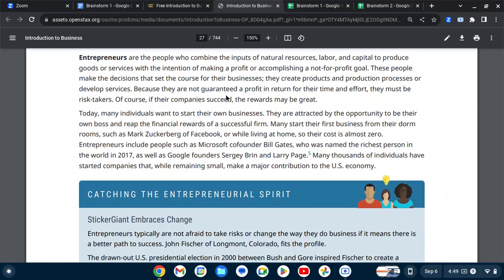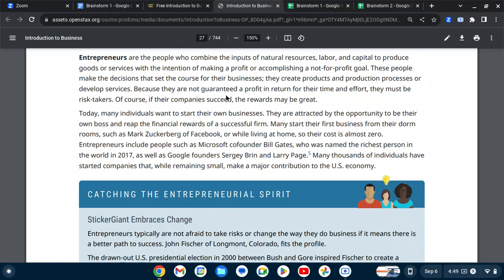Entrepreneurs are the people who combine the inputs of natural resources, labor, and capital to produce goods and services with the intention of making a profit or accomplishing a not-for-profit goal. These people make the decisions that set the course for their business. They create products and production processes or develop services. Because they are not guaranteed a profit in return for their time and effort, they must be risk takers. Of course, if their companies succeed, the rewards may be great.